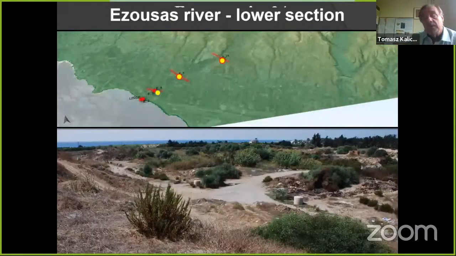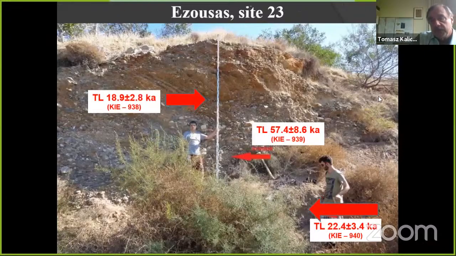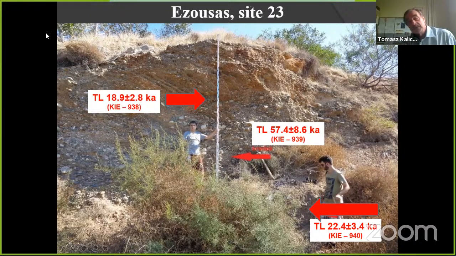Okay, we come back, we go down to the lower section. And in the lower section, we have this kind of situation. We have 2 series in superposition. In the lower, we have more or less 557 Ka, and in the upper section, we have more or less 20 Ka, because there is a landslide with this kind of dating. It is the same alluvial body.